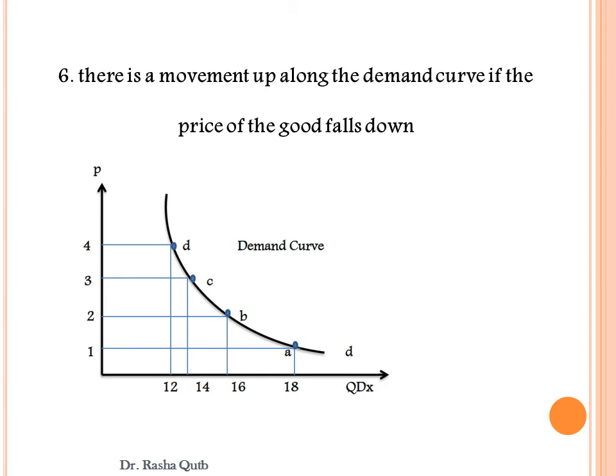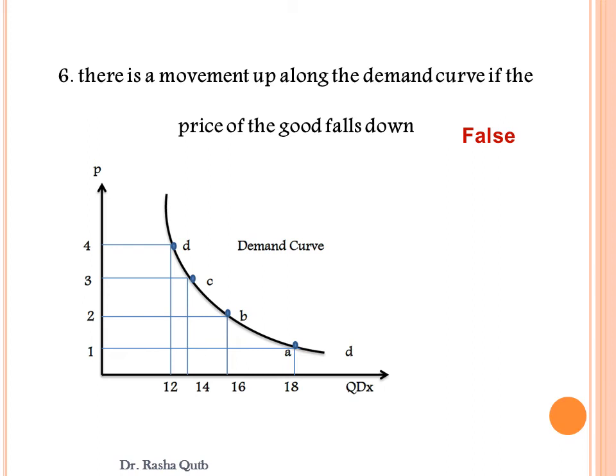Number 6, there is a movement up along the demand curve if the price of the good falls. This sentence is false. Because when the price of a product decreases, for example, from 4 pounds to 3 pounds, here we are moving down, not up, along the demand curve. We are moving from point D to point C.